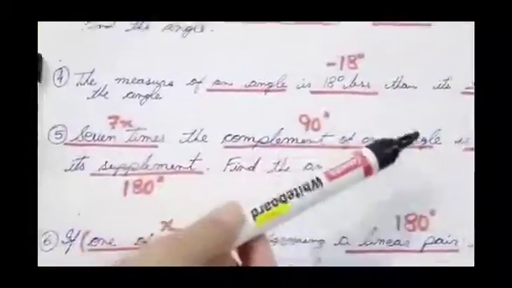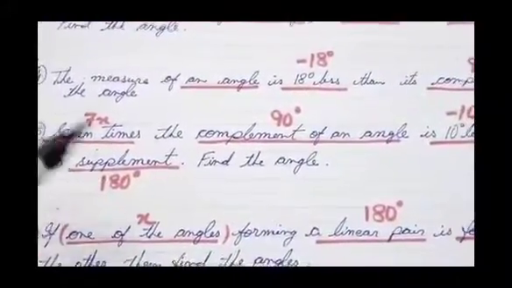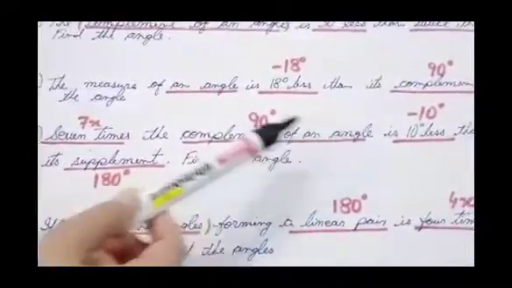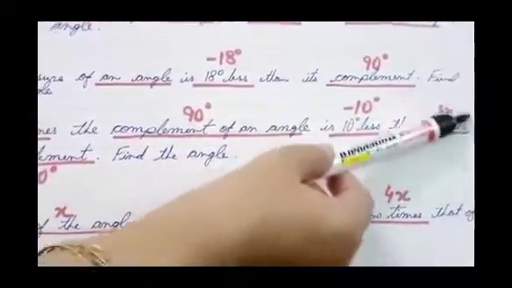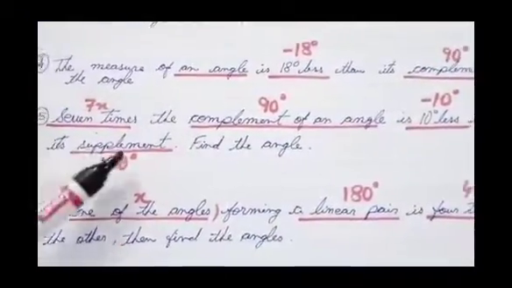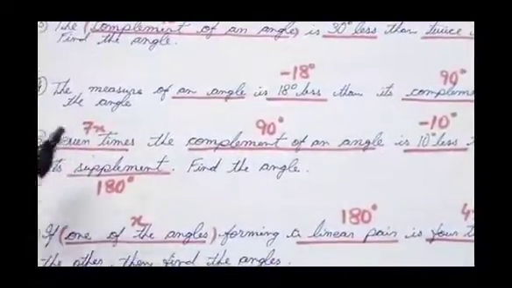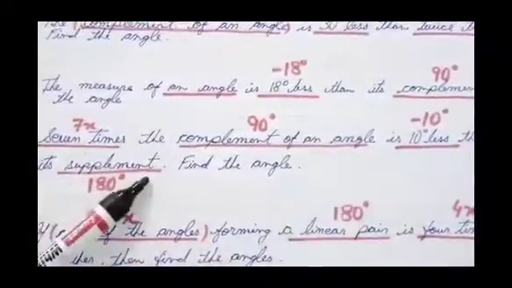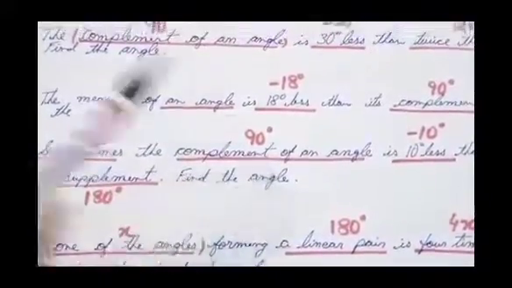Now let us go to the next question. 7 times the complement of an angle is 10 degree less than 3 times its supplement. Find the angle. So 7 times means 7x. Complement of an angle means 90 degree. 10 degree less means something minus 10 degree. 3 times means let us take 3x. Its supplement means 180 degree. So in this question we can see lots of things are there. 7 times of complement and 3 times of its supplement. So find the angle.